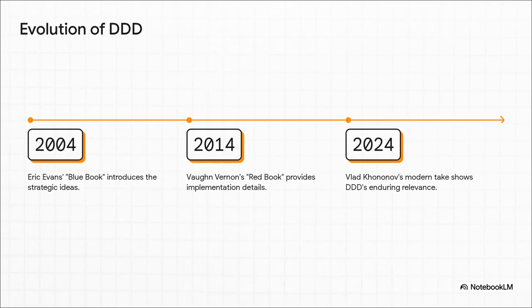And look, this isn't some new, flashy trend that's going to disappear next year. DDD has been around for 2 decades. It kicked off with Eric Evans' classic Blue Book, which laid out all these big strategic ideas. Then folks like Vaughn Vernon came along and showed us how to actually implement it. And it's still evolving today, which just goes to show how solid these principles really are.